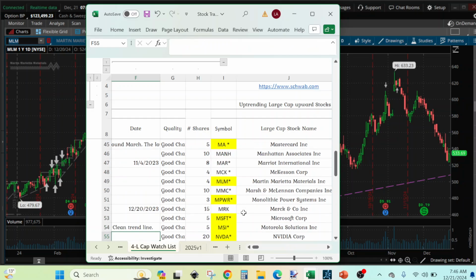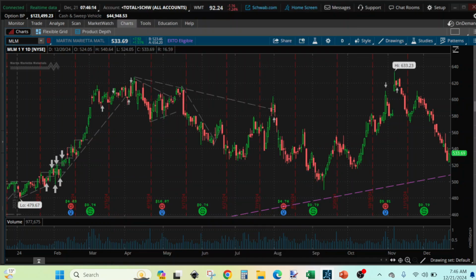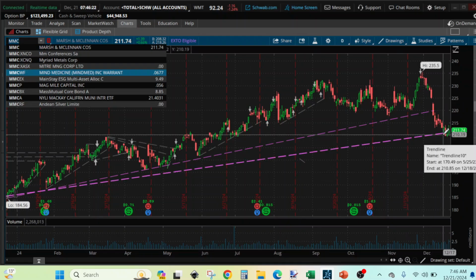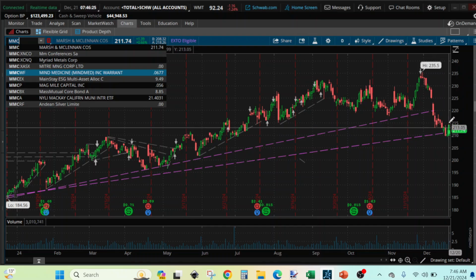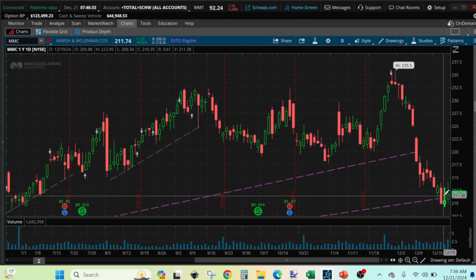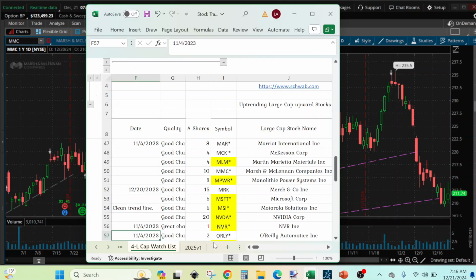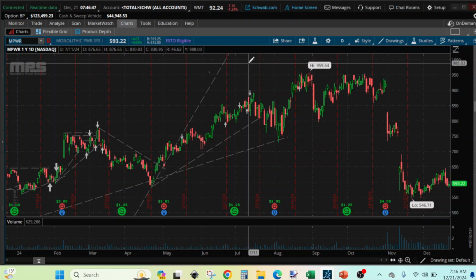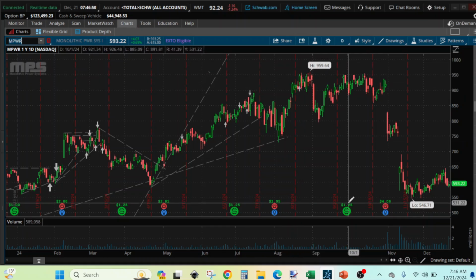The next one is MMC. MMC, we like to buy it at this line. You reach that line, we like to have a confirmation of an uptrend line there, and right now we do not have it. You can see I don't have higher lows yet, therefore we are not going to do anything with it. MPWR, we already bought that one, and we have a long way to sell it. We bought it there.